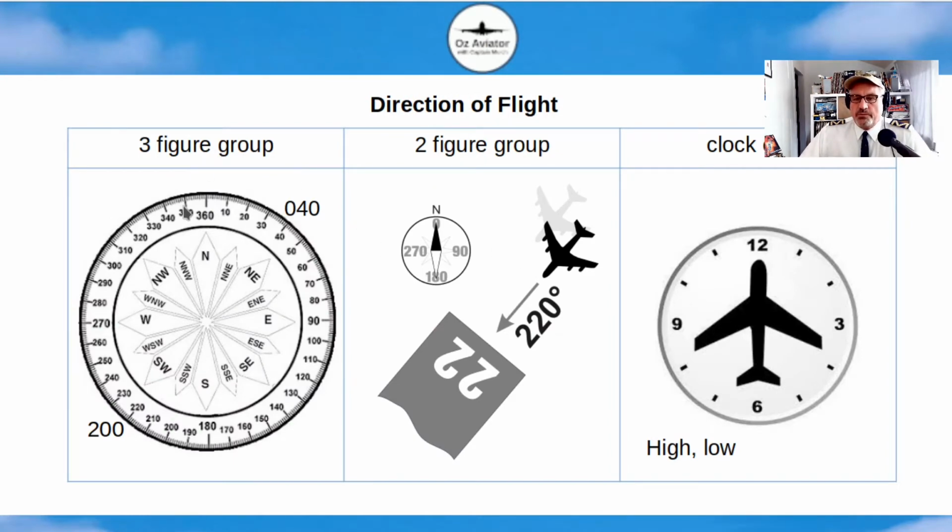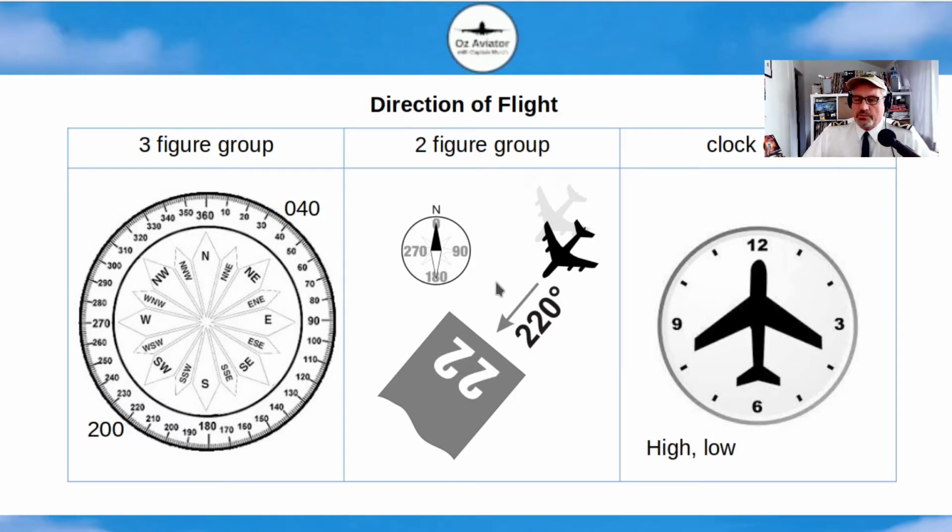So, 3-figure group. The compass is divided into 360 degrees, and the direction that you're traveling refers to the direction on the compass in which you are traveling, and we use a 3-figure group for that. So if you're heading north, 360 degrees, and you don't say three-six, you say three-six-zero. If you're heading 040, this direction, you're heading due south, 180, heading in this direction, 200.